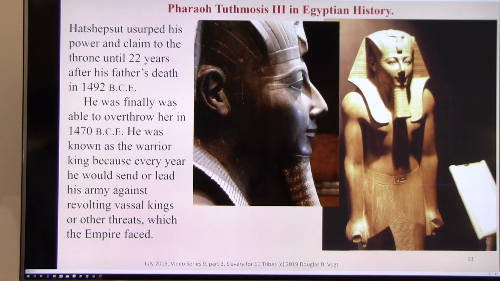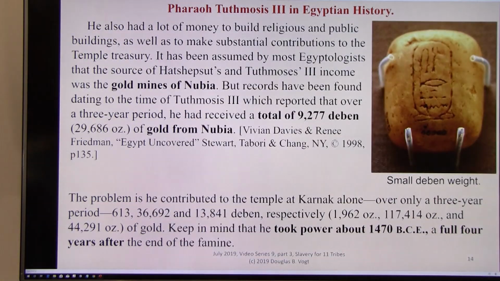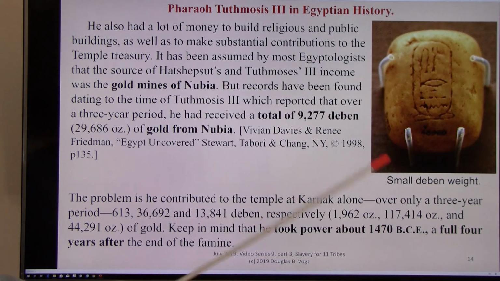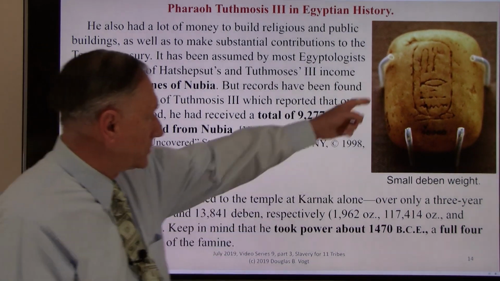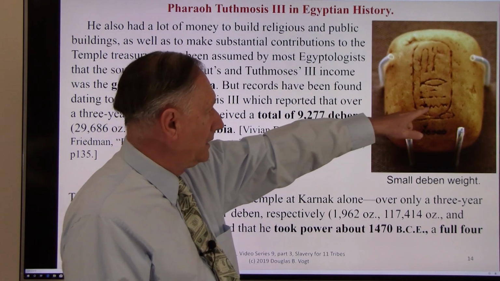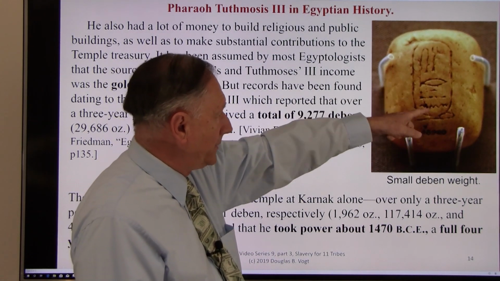I think I mentioned this in the second video. Anyway, this is a deben. This is how they measured gold and silver. It's a unit of weight, and here it's spelled in Egyptian. The squiggly line is an N, so it's deben.